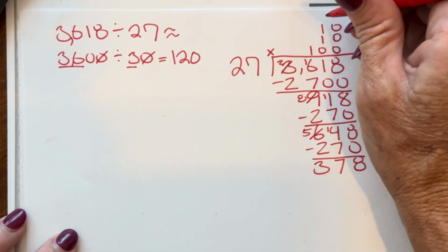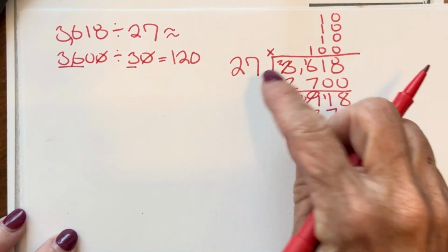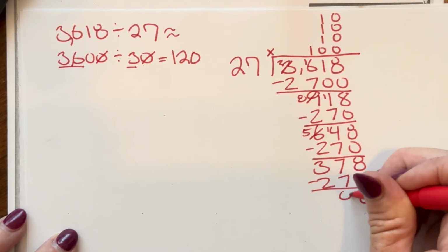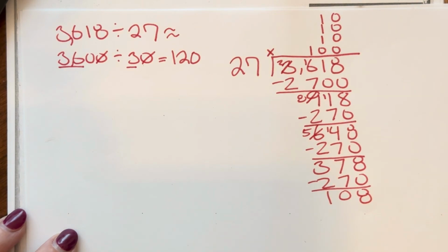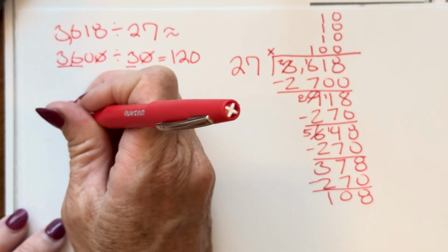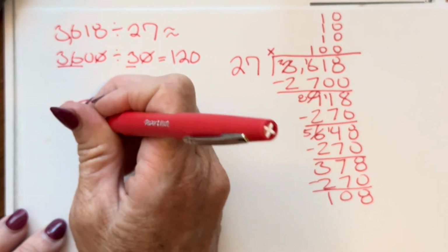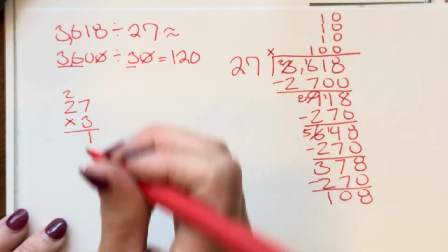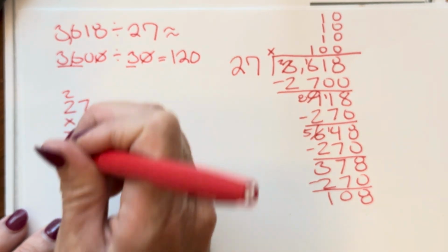So I could do another 10 groups. So 10 groups of 27 would be 270. And I'm left with 108, so I can't do 10 groups anymore. I think I could maybe do 3 or 4 groups. So I'm going to come over here and say, I think I could do 3 groups for sure. Because I know this is about 30. So 3 groups would be 81.